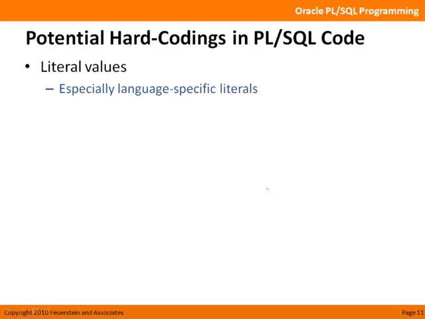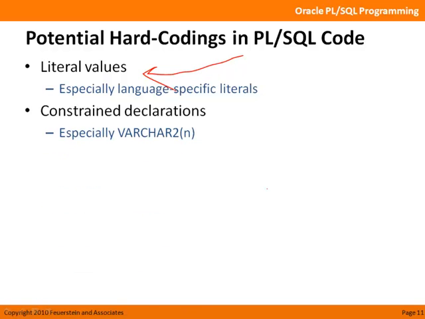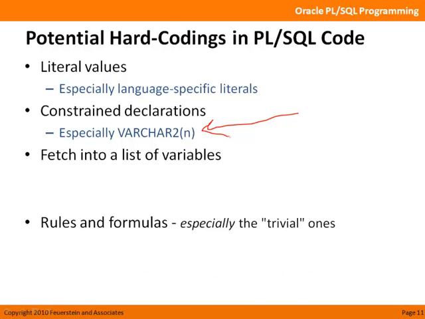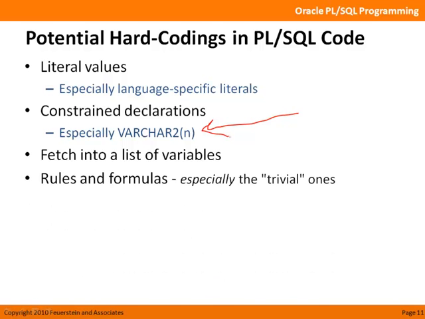Yes, definitely magic values, the literal values, the things that you think will never change, especially the language-specific ones. Constrained declarations. I will argue that every single VARCHAR2 declaration that you perform in your code should be considered a bug, unless it's the single point of definition for that variable. But not just VARCHAR2s, they're just the most egregious examples. Fetching into a list of variables instead of a record. Rules and formulas. Every time you're expressing a business rule and a formula, even and maybe especially the most trivial ones, that's a form of hard coding unless it's the single point of definition.